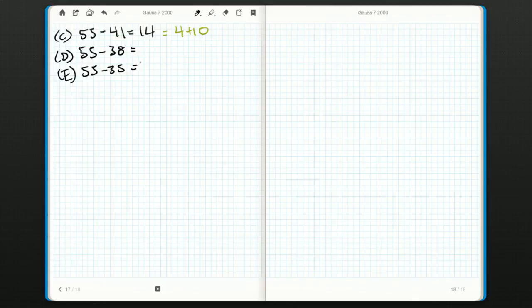How about 55 minus 38? That's 17. Is there a way to get 17 as a sum of 2 different numbers between 1 and 10? Yes, there is. 7 plus 10. So to get a score of 38, he could sink the 1 ball, the 2 ball, 3, 4, 5, 6, 8, and 9, skipping the 7 and skipping the 10 because he missed those. All right, and E. We get 20.